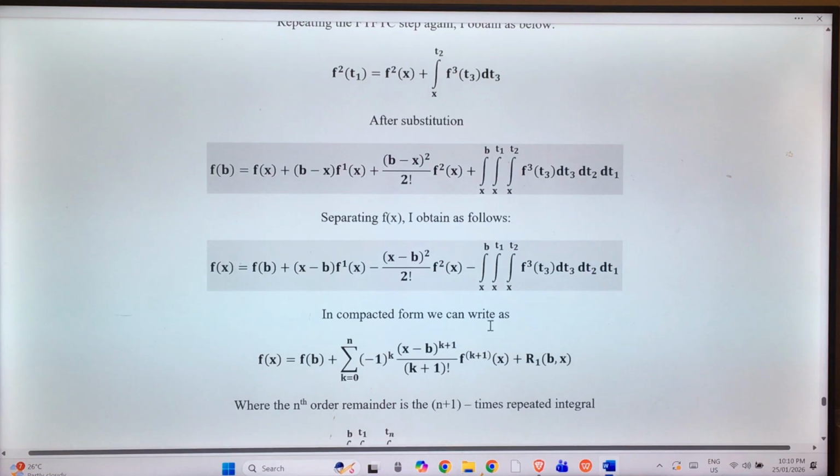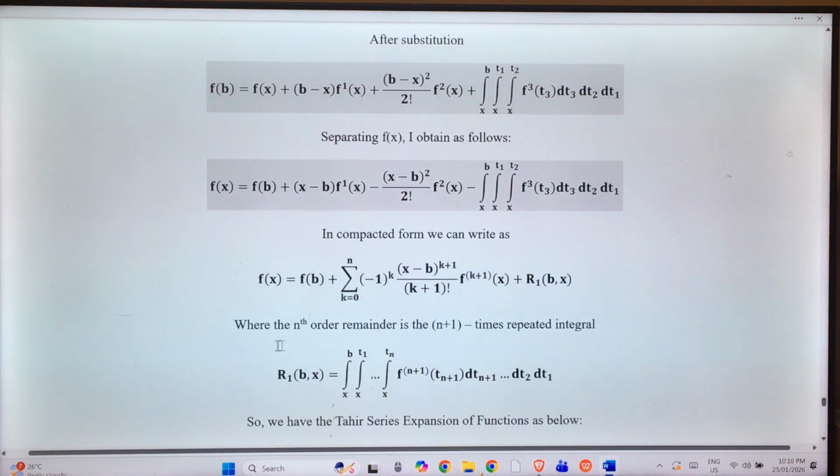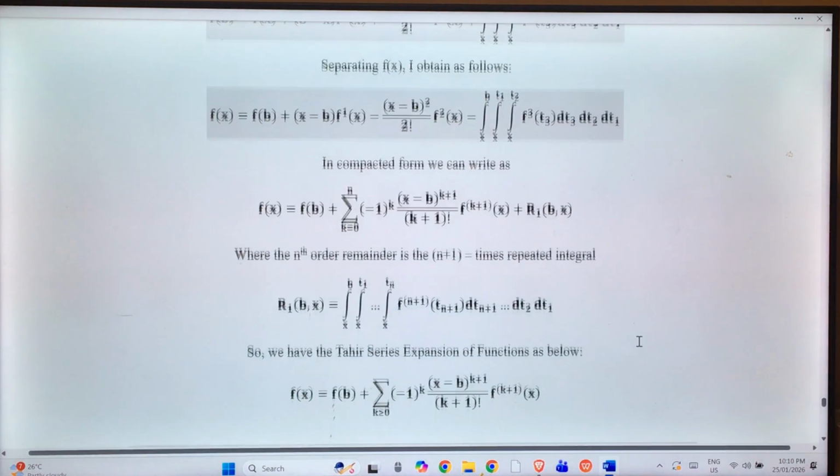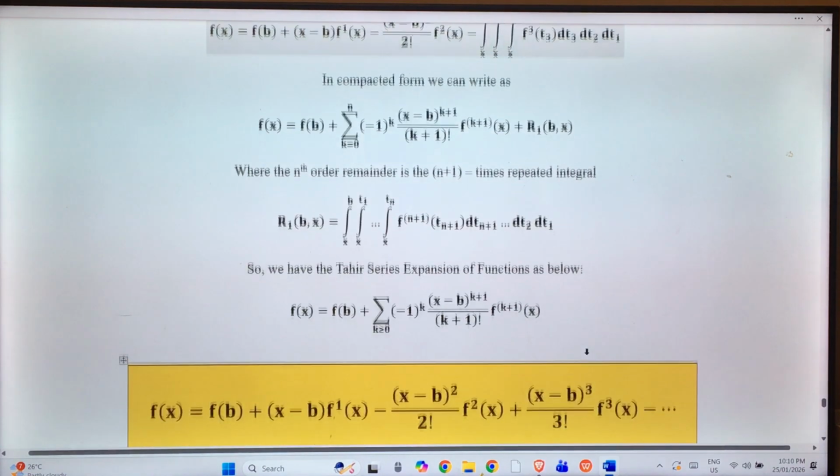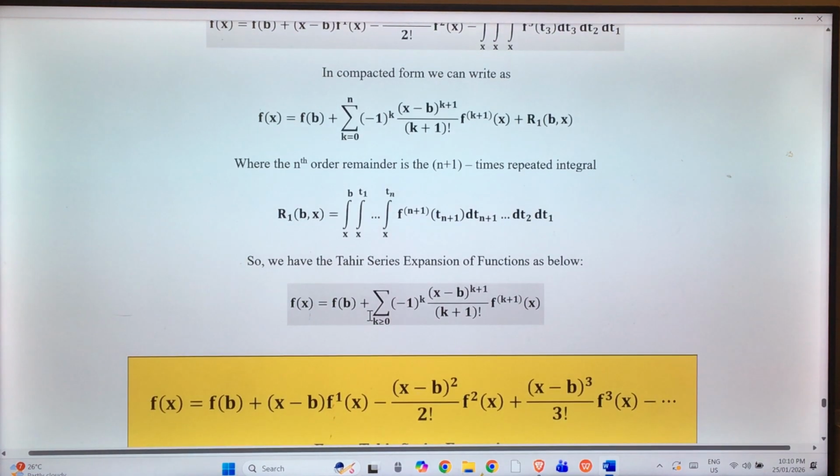In compacted form we can write it with the remainder, where the nth order remainder is the n plus 1 times the repeated integral. So the remainder is this. So we have the Tahir series expansion of function as below. f(x) is equal to f(b). Guys, don't worry about the remainder, it's not that important. Okay, so we have the Tahir series expansion of function as below. f(x) is equal to f(b) in the compacted form using k.